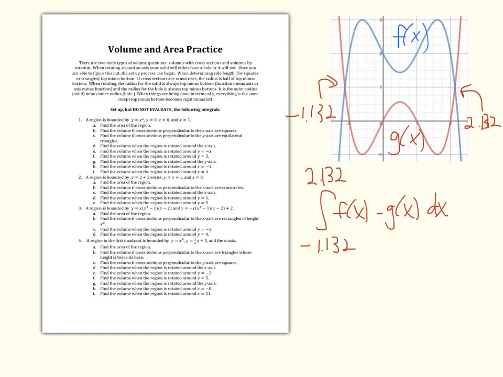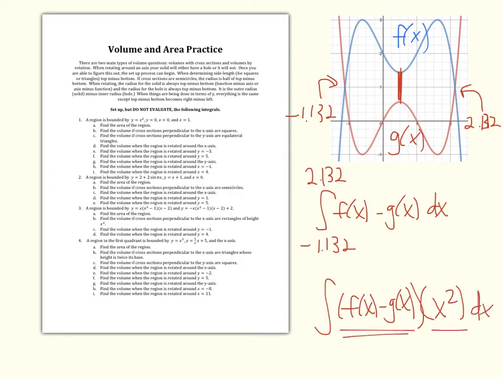Okay, the volume if cross sections are rectangles of height x squared. So whatever the x value is, here's one side of my rectangle, and the other side is x squared. So it's going to be f of x minus g of x times x squared, because it's base times height, and we're going from negative 1.132 to 2.132.